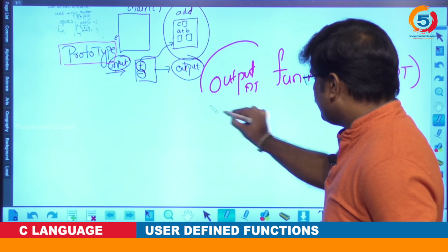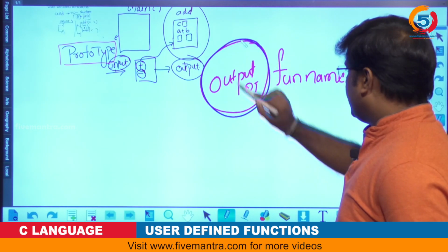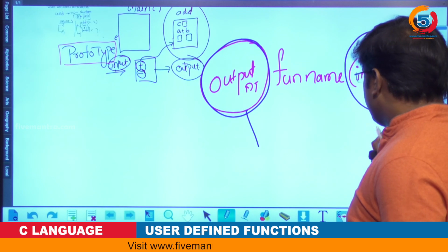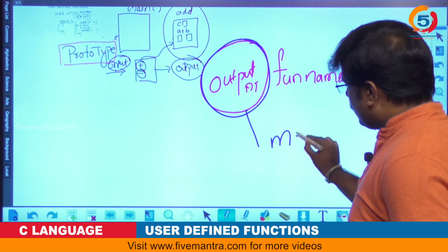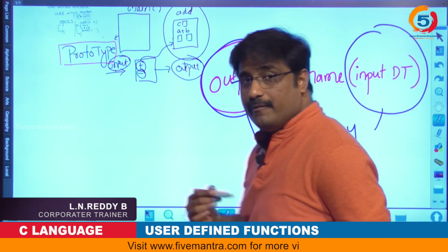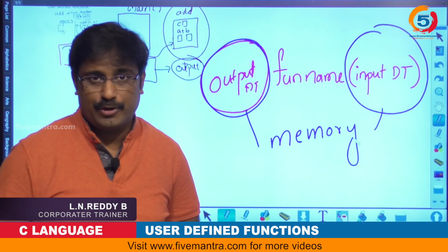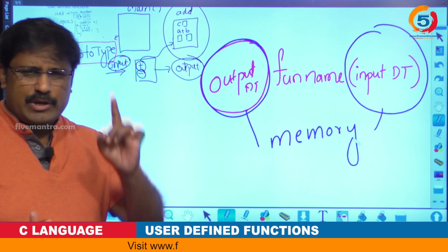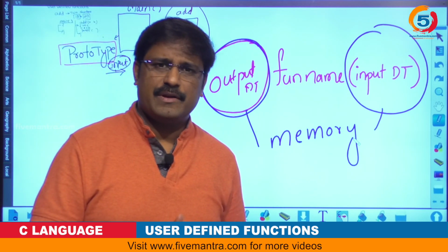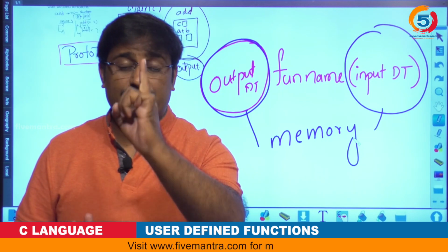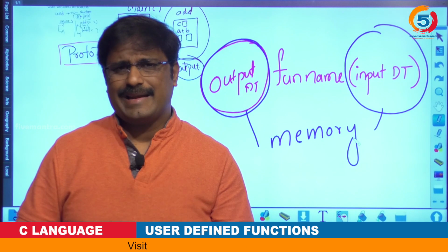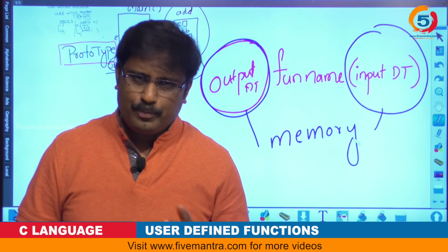And this is the one important one: output data type and input data type. Here you need memory, right? The memory is very important, and how many values it can return, that is the important one. In the C language, any function, either a user-defined function or a predefined function, returns only one data type value, either an integer, float, double, character, anything, or a pointer.